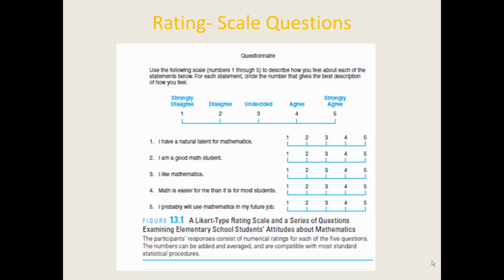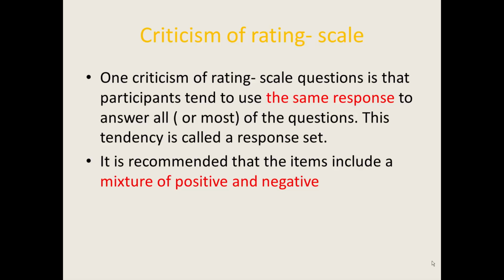This is an example of a rating scale question that is very popular and people use. It's called the Likert type rating, which usually has 5 categories, but sometimes it may have more or less than 5 categories. Something that we need to know is the problem with a rating scale.